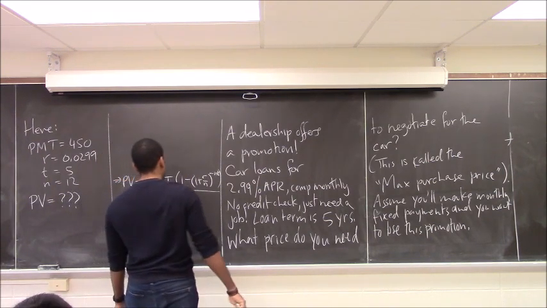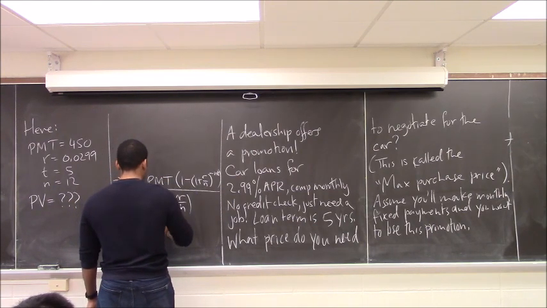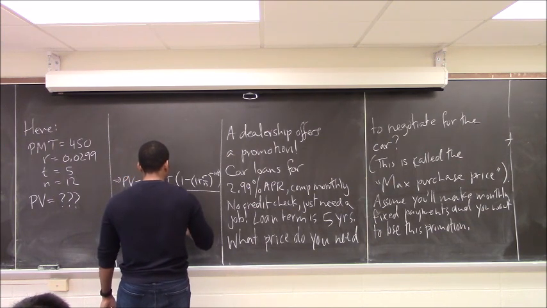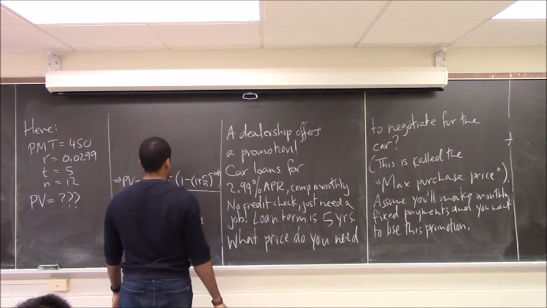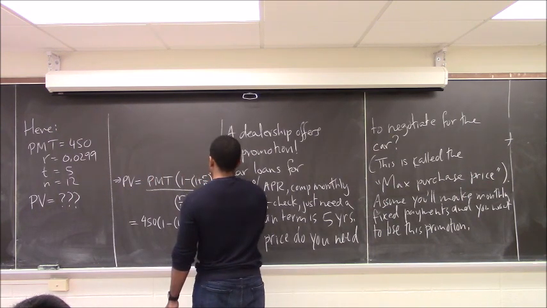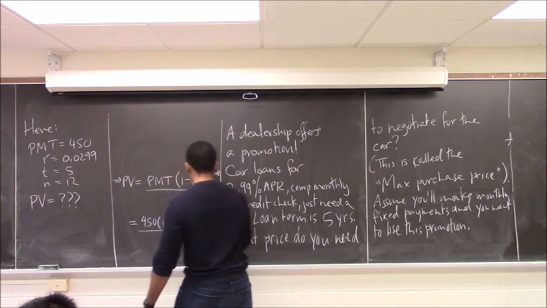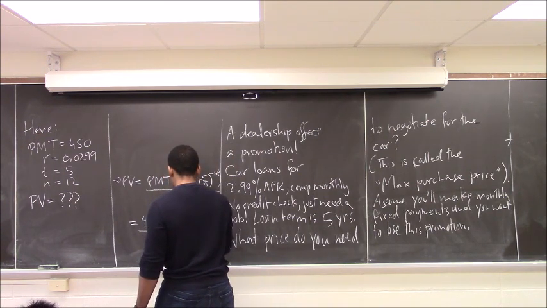So the maximum price of the car that I can afford would be 450 times 1 minus (1 plus 0.0299 over 12) to the minus 5 times 12, all over 0.0299 over 12.